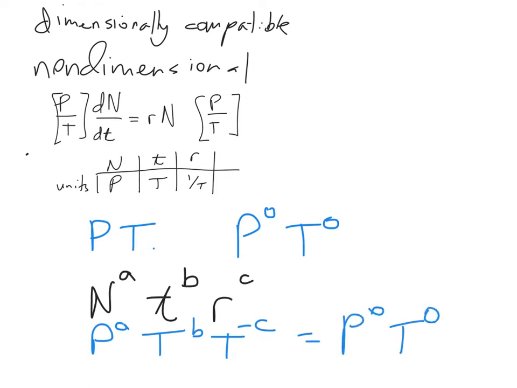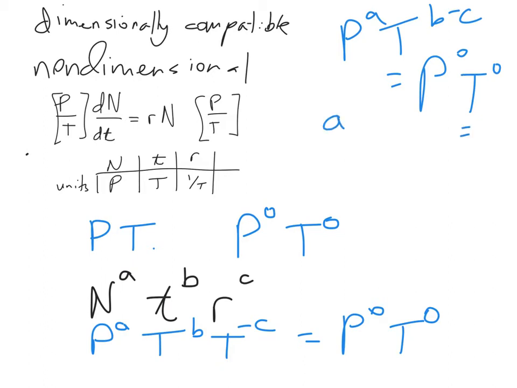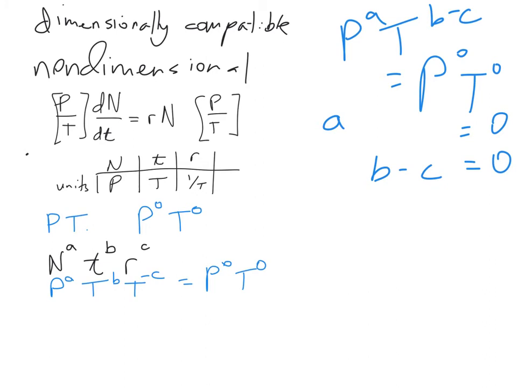So the first thing we should do is simplify and combine. So this is P to the a, T to the b minus c is equal to P to the 0, T to the 0, and we can set up a system of equations. That system will be a equals 0, b minus c equals 0. It's unclear what to do with this a equals 0. I guess it's basically saying that N is dimensional and there's no obvious way to non-dimensionalize it.